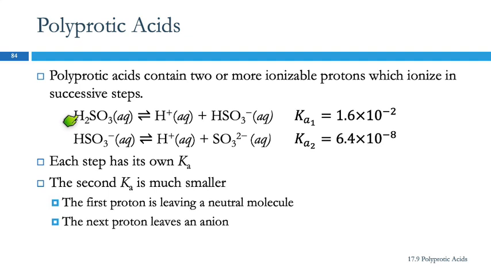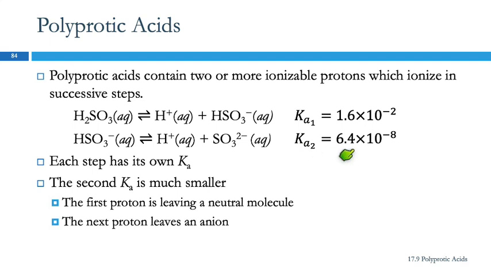It will lose one of its ionizable protons to form hydrogen sulfite ion, and there's an equilibrium constant for that. There's another equilibrium where hydrogen sulfite loses a hydrogen ion and becomes sulfite ion, and that has a different equilibrium constant. So each step has its own Ka.